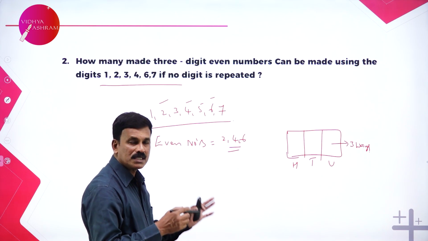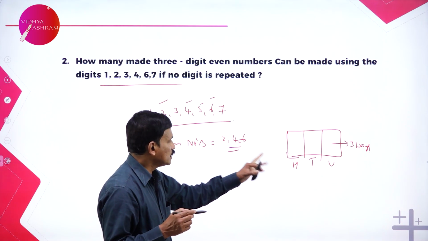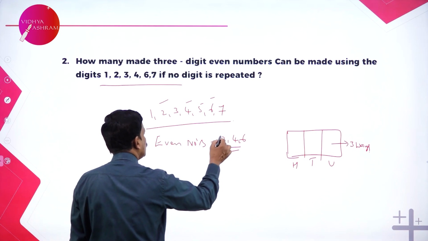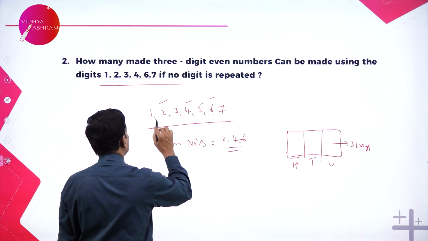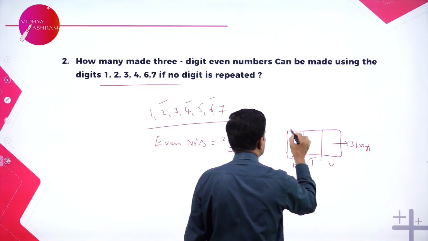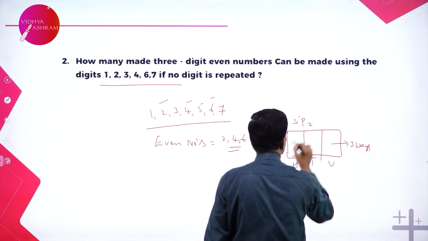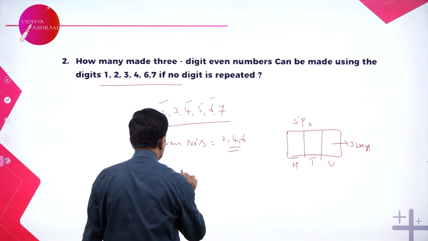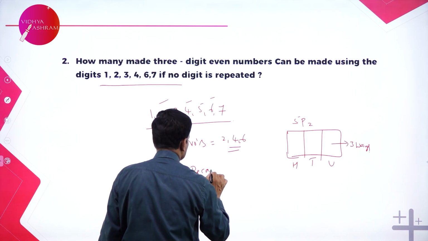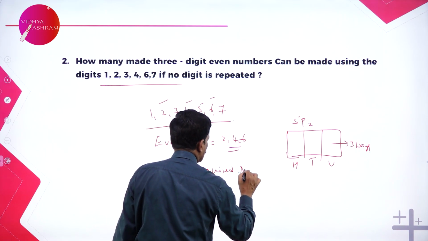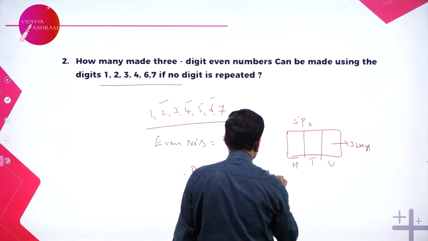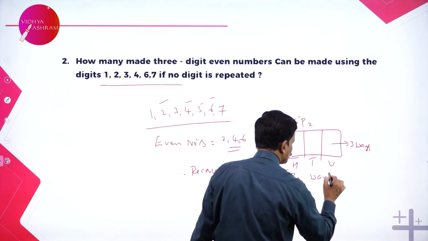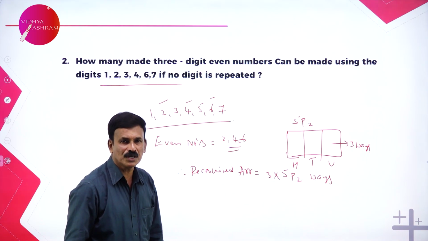So the remaining 2 places, that is the 10th and 100th place, can be filled by the remaining numbers. So if you take one value from this, the remaining are 1, 2, 3, 4, 5. So these 2 places can be filled in 5P2 ways. Right. So therefore the required arrangement is equal to 3 into 5P2 ways. That's it. The required arrangement is 3 into 5P2 ways.